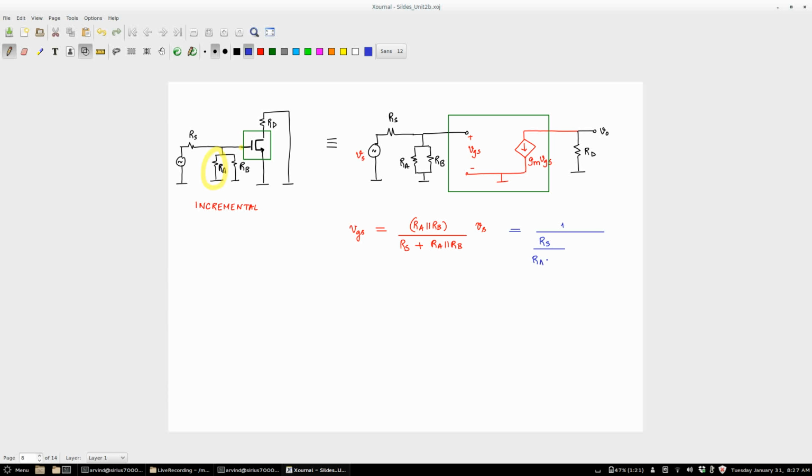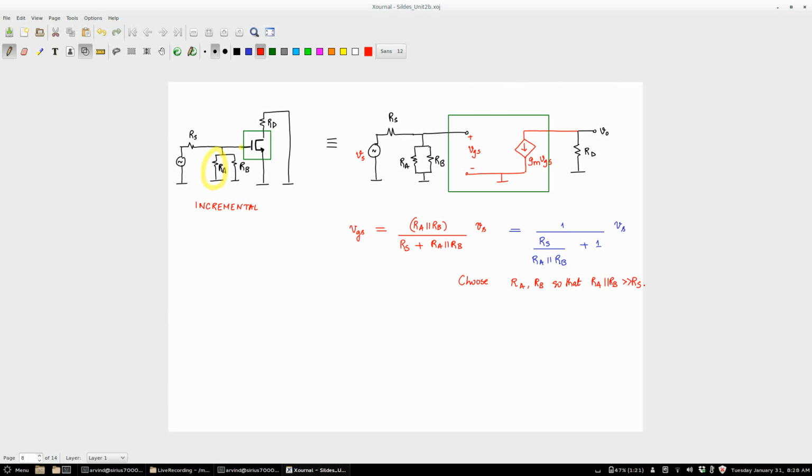Why? Ideally, what would you want VGS to be equal to? Let me write it in a different way and then you will get this answer. Let me write this as 1 divided by RS by RA parallel RB, plus 1, times VS. Written this way, can you tell me something?